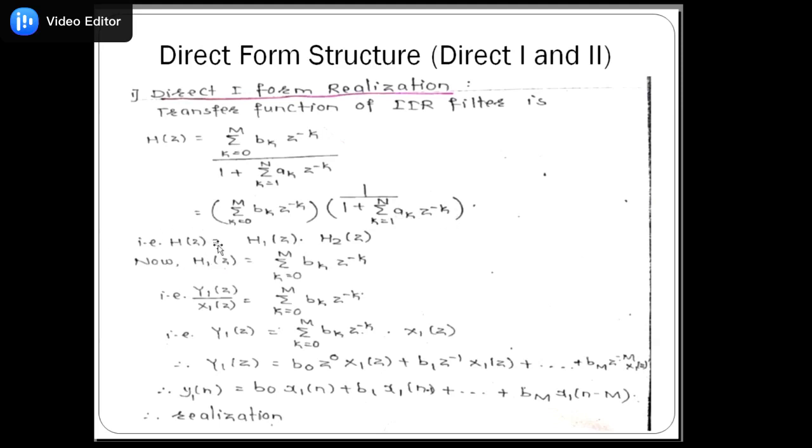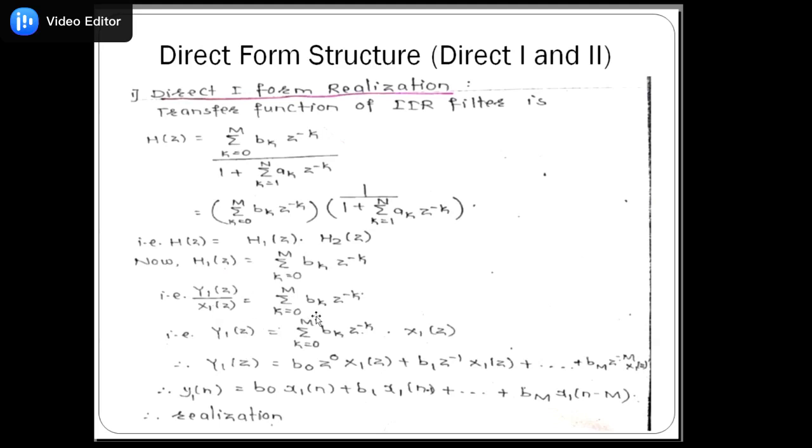That H(z) represents H1(z) multiplied with H2(z), where H1(z) represents the first term and H2(z) represents the second term. H1(z) is equal to summation k equals 0 to M of b_k z to the power minus k, which is the term generated when Y1(z) divided by X1(z) is equal to this term.